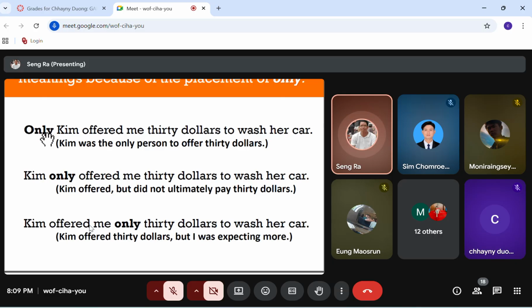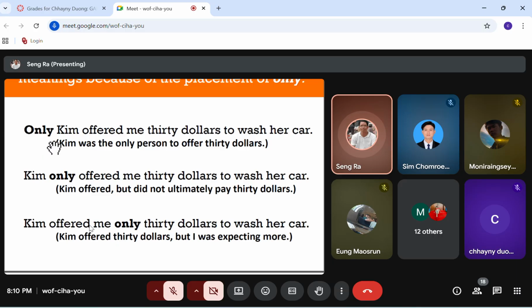Only is an adverb or adjective, it's okay. If you put it close to a noun, like Kim, it modifies Kim. If you put it before offer, it modifies offer. If you put it before $30, it modifies $30. So by putting only in different positions, the meaning changes depending on the position you place it.